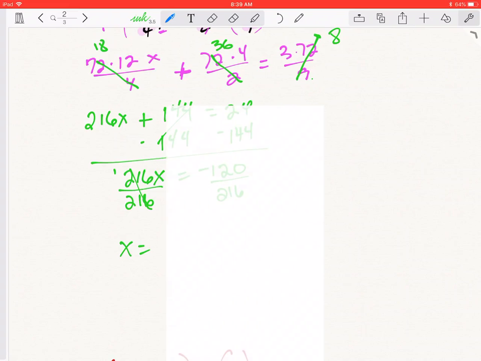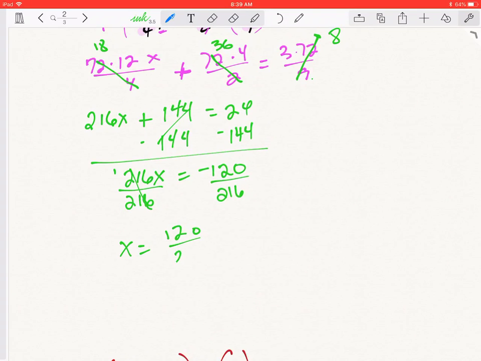Okay, so let's see. Divided by 216. Trying to find a number that will evenly go into both. Let's try 9. Yeah, 9 will go into 216, but 9 into 120, nope. Divided by 5, that's all right. I'm just going to leave it as negative 120 over 216. I'm okay with that. I'm not going to worry about simplifying that.